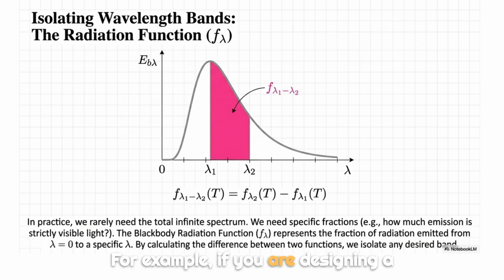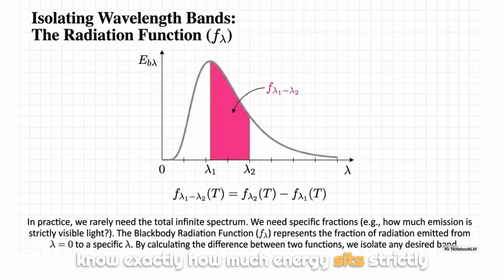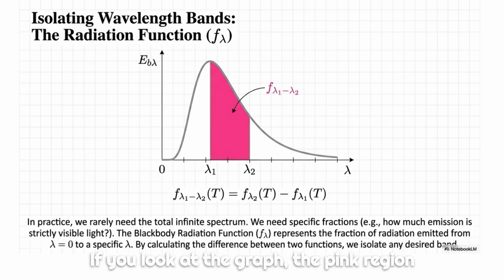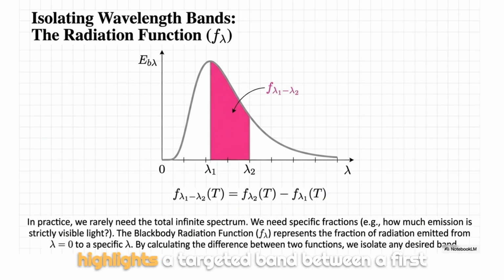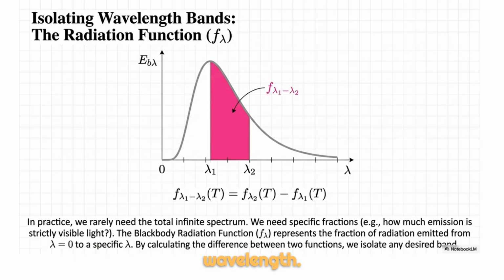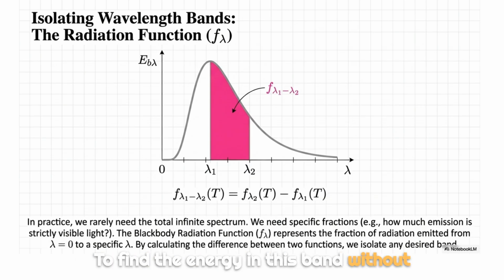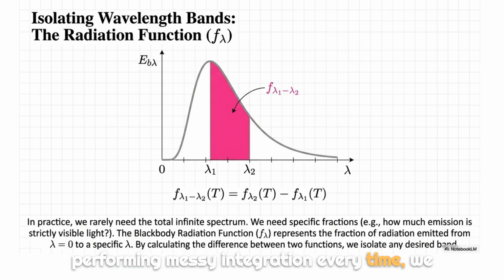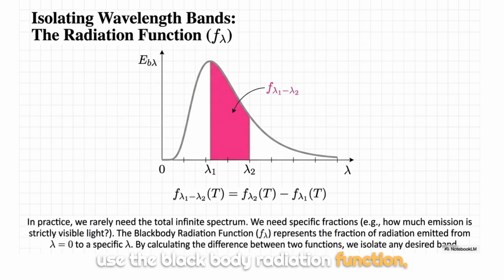For example, if you are designing a greenhouse or a solar panel, you need to know exactly how much energy sits strictly within the visible light spectrum. If you look at the graph, the pink region highlights a targeted band between a first discrete wavelength and a second discrete wavelength. To find the energy in this band without performing messy integration every time, we use the blackbody radiation function, denoted by the symbol positioned in the section header.